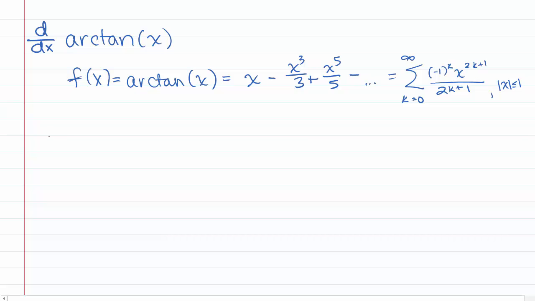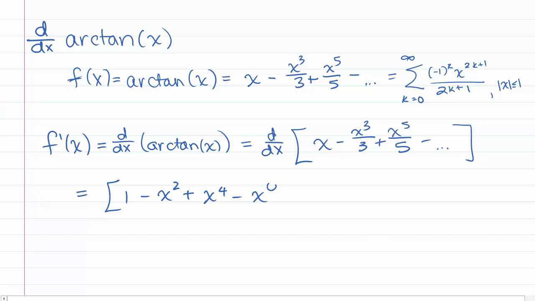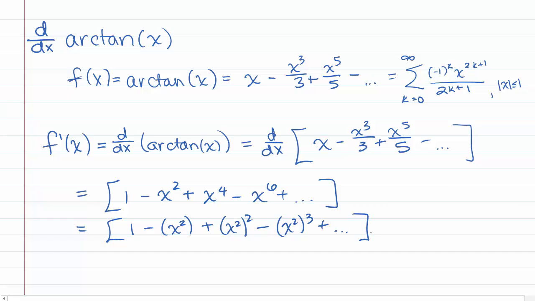Well now, if we want to take the derivative, f prime of x is going to be the derivative of arctan, which is what we want, but it's also going to be the derivative of this power series, x minus x cubed over 3 plus x to the 5th over 5 minus dot dot dot. So that means that it should equal 1 minus x squared plus x to the 4th minus x to the 6th plus dot dot dot. But what power series is this? Well, notice the pattern. This is 1 minus x squared plus x squared squared minus x squared cubed plus dot dot dot. So we're replacing x with x squared, and then we're getting power increasing by 1. And we're alternating signs. So this is a geometric series.